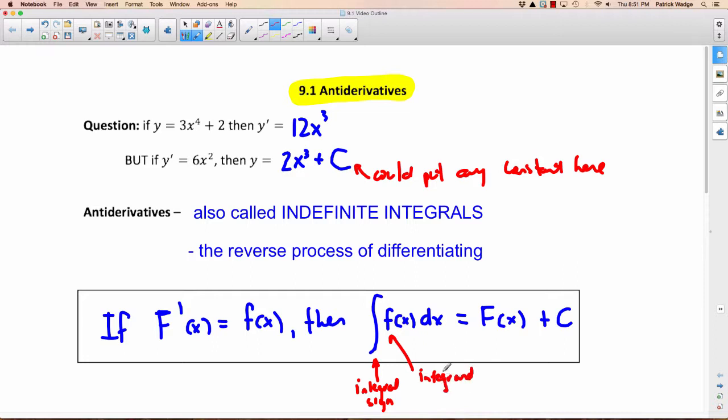It's like the function that you're taking the integral of. The x is the variable of integration. The C is the constant of integration. Capital F of x is the function you end up with. The only thing we haven't talked about yet is the dx.